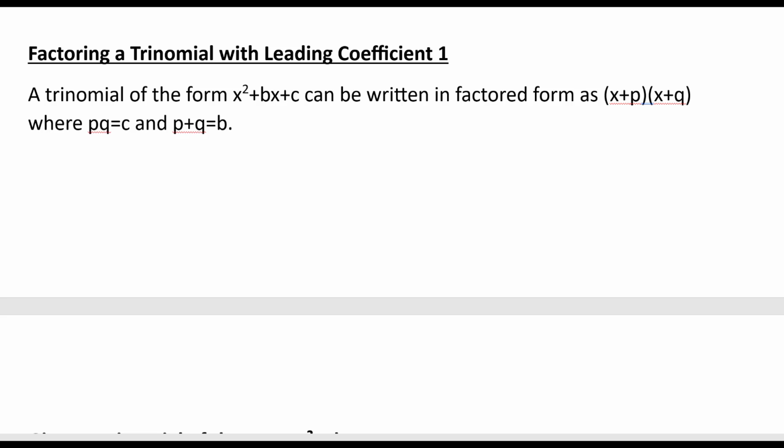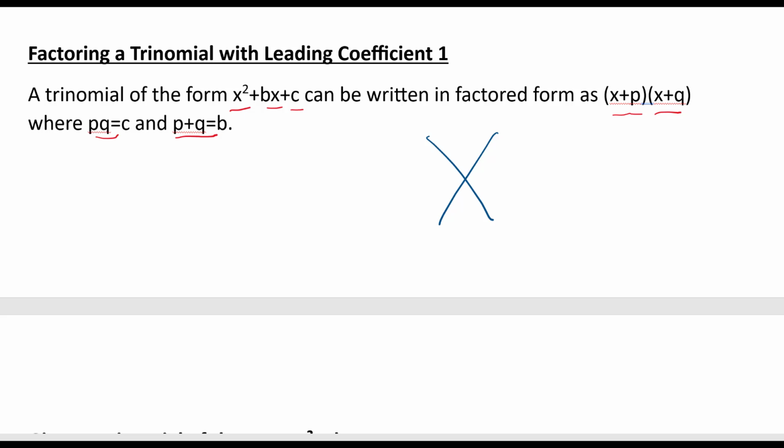So let's talk about factoring a trinomial with leading coefficient of 1. The basic form is x squared plus bx plus c, and it can be written in the factored form x plus p times x plus q, where p times q is c and p plus q is b.